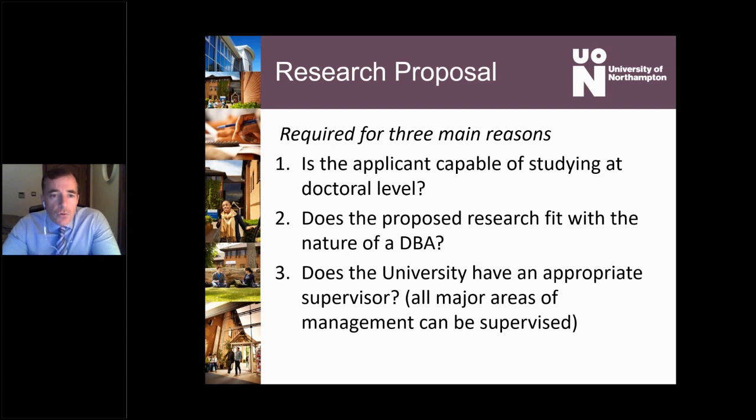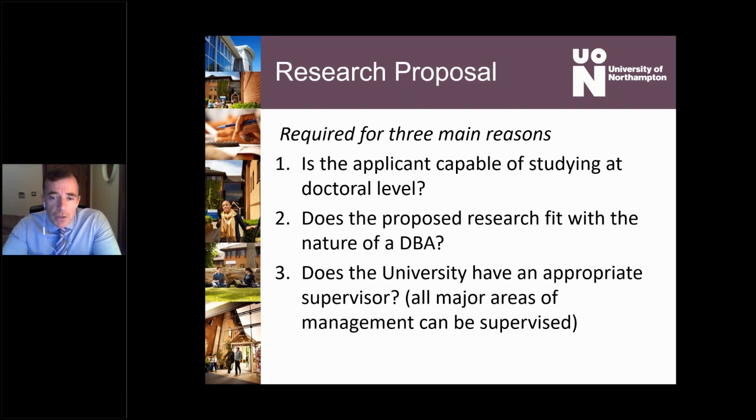The other thing they'll look for: does the proposed research fit with the nature of a DBA? Remember how I said a DBA must have some practical application, something that will actually make a difference in a workplace or in an organization, or an industry perhaps even. But it must have that practical application, not just developing a new theory. That would be more PhD stuff.